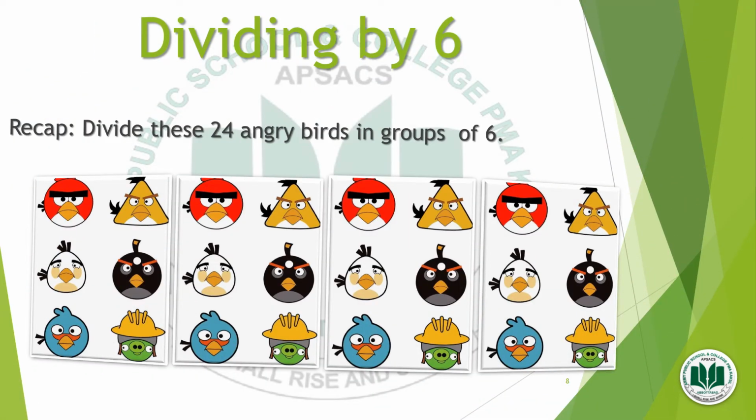Let's have a recap, students. Divide these 24 angry birds into groups of 6 by circling every 6 birds. Make groups of 6 by circling every 6 angry birds. What can you find?